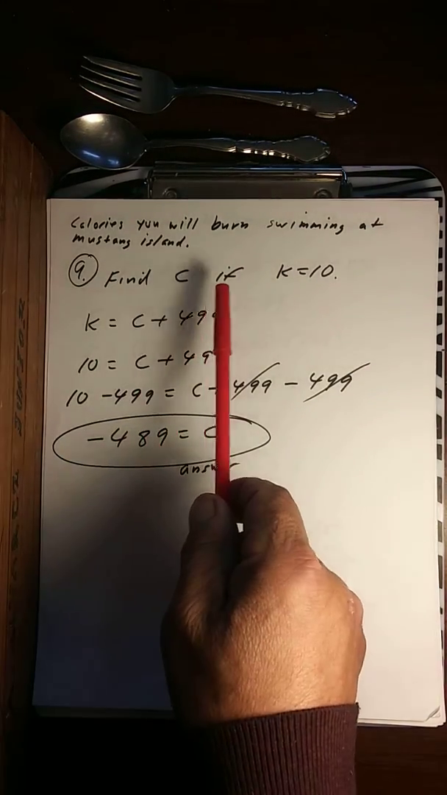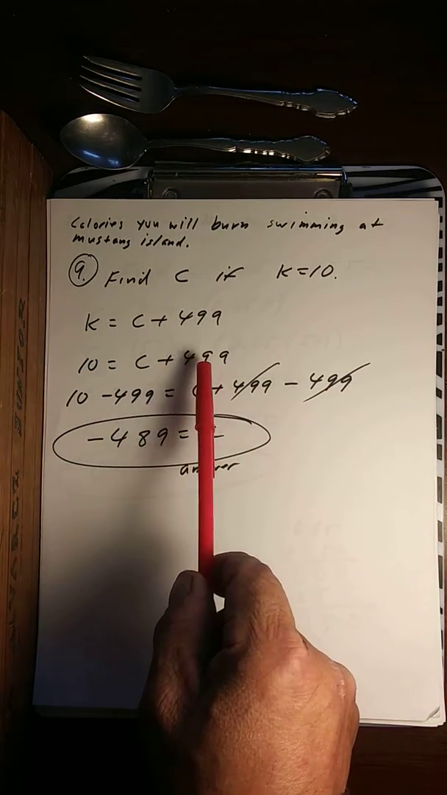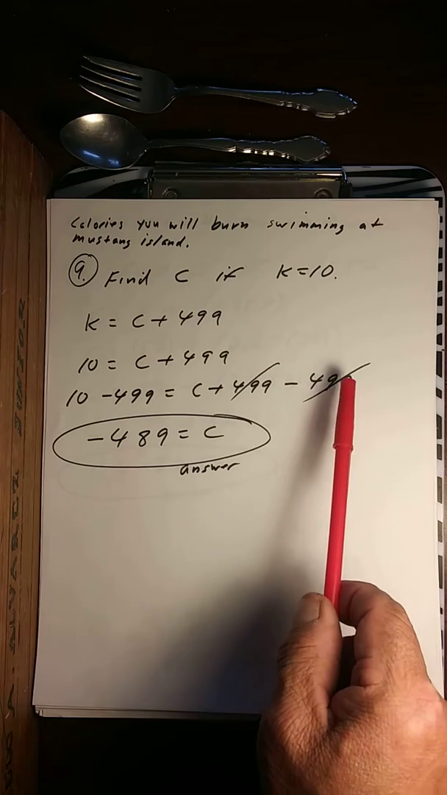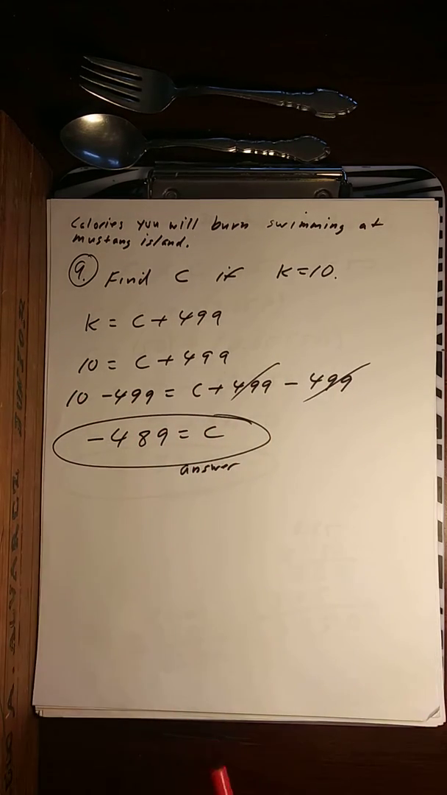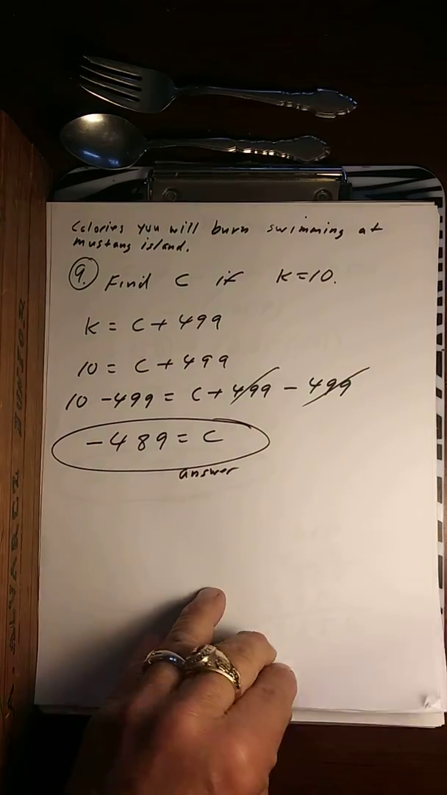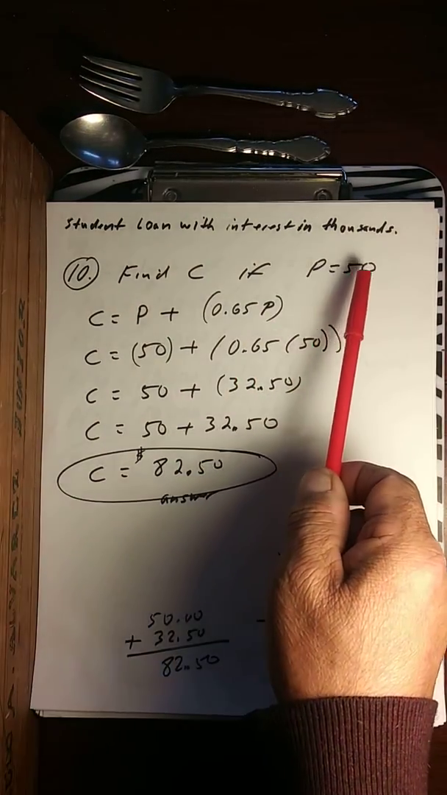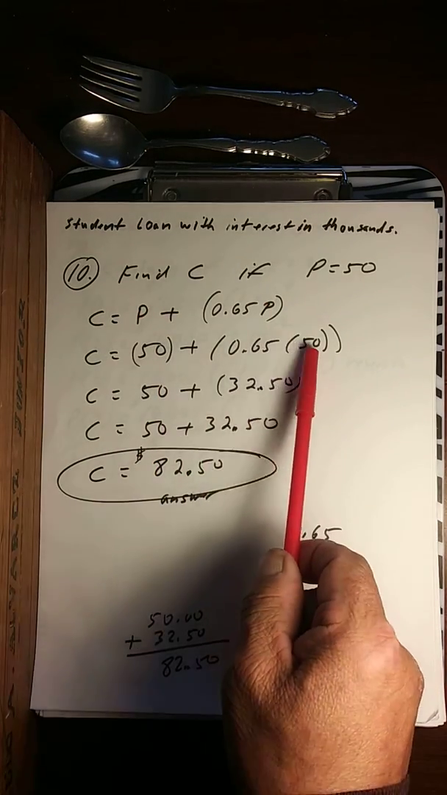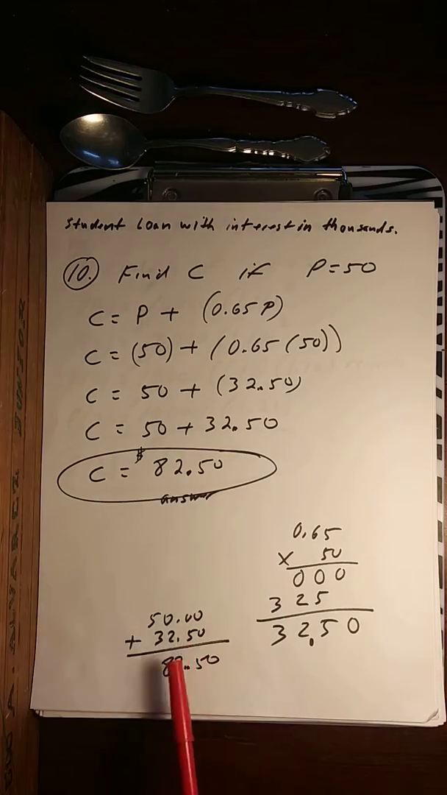Find C if k equals 10. So put a 10 in here. 10 equals C plus 499. Minus 499, minus 499. These are gone. So we have 10 minus that is negative 489. Is C. Find C if P is 50. So put a 50 there, put a 50 there. That turns out it's going to be 32.50. Plus 50 together is going to be 82.50.